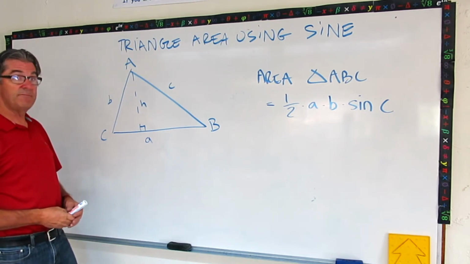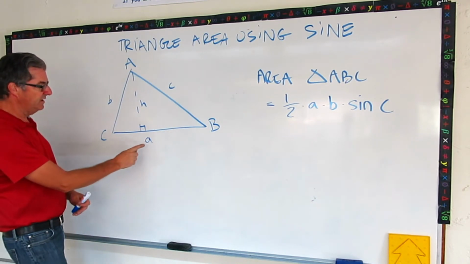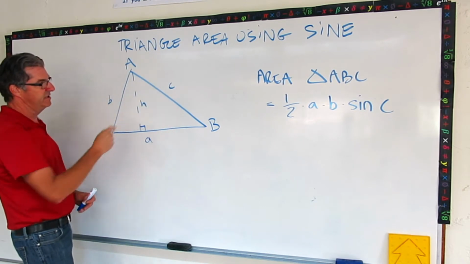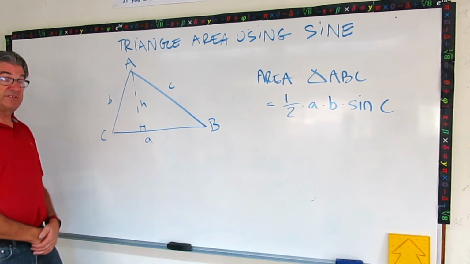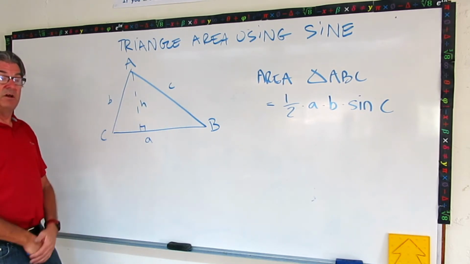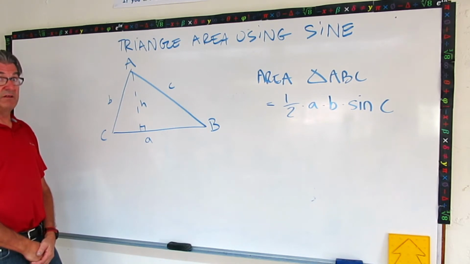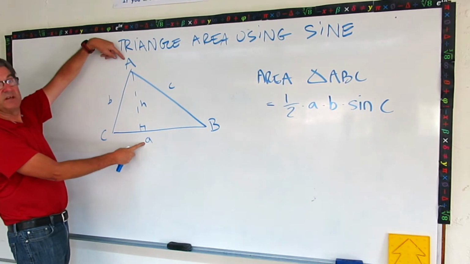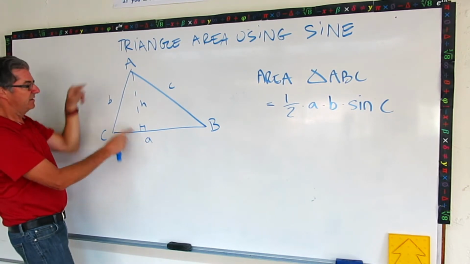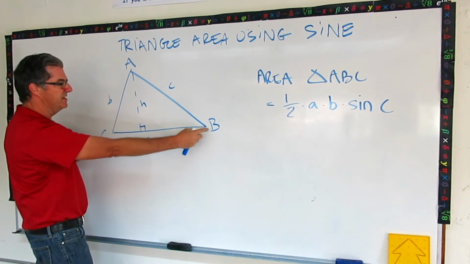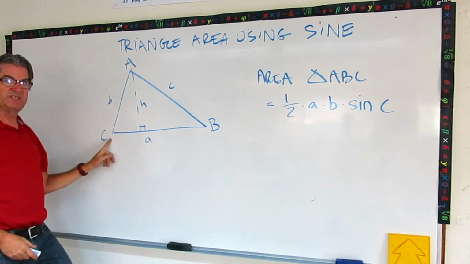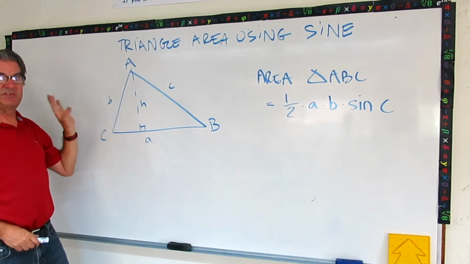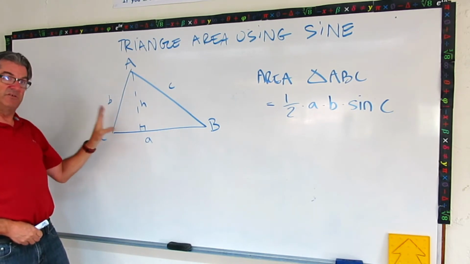Now notice I'm labeling the sides with a little a, b, c. Now what's the pattern there? Because this is important, we're going to use this pattern for a couple other rules as well. Check it out. Little a is opposite of vertex A. Little b is opposite of corner B, and little c is opposite corner C. So you're going to need to be able to generate that and be able to use that.